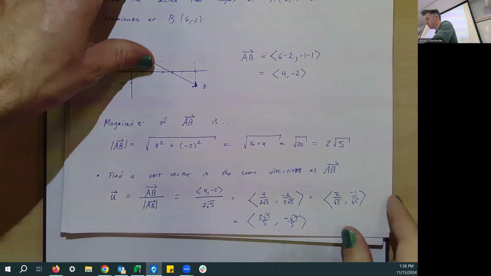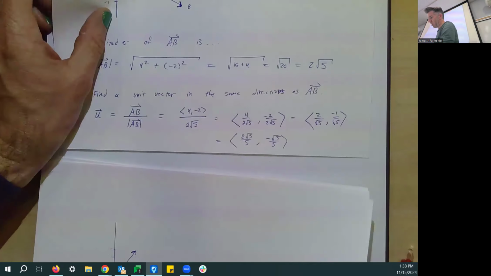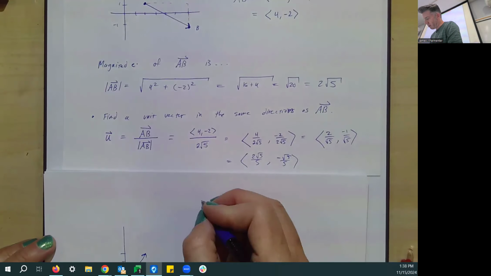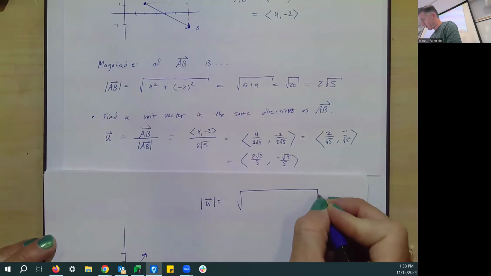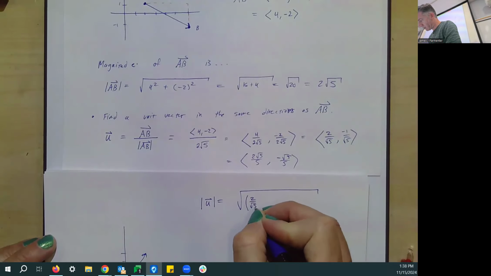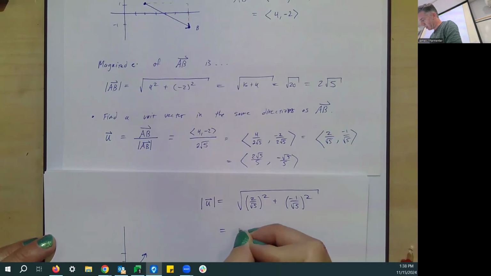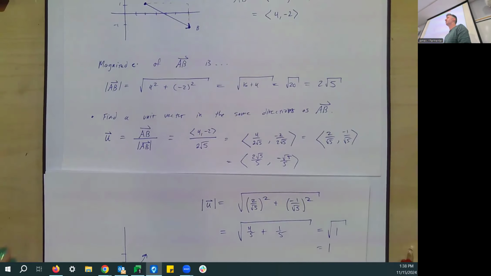Let's check. If you pick any one of these vectors, I'm going to pick that one because it looks the easiest. The magnitude of this vector u is going to be the square root of 2 over root 5 squared plus negative 1 over root 5 squared. That's going to be the square root of 4/5 plus 1/5, which, wouldn't you know it, is the square root of 1, which is 1. Should be no surprise there, because we already knew it was going to have a length of 1.